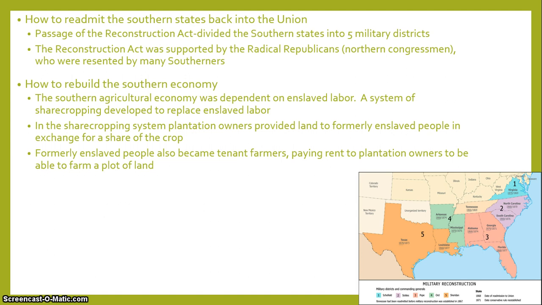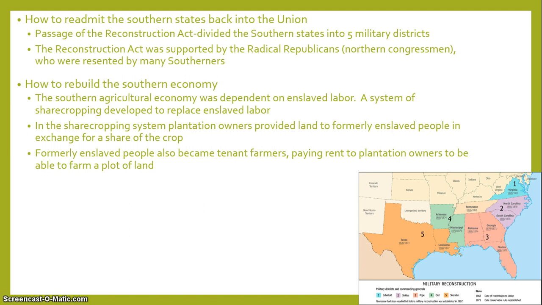So first, the main problem is letting Southern states back into the Union, and this was a big deal because you had a nation, the Confederate States of America, the Southern states, who were fighting against America. You can't just let everyone back in. You've got to make sure that they understand that these actions can't be done.